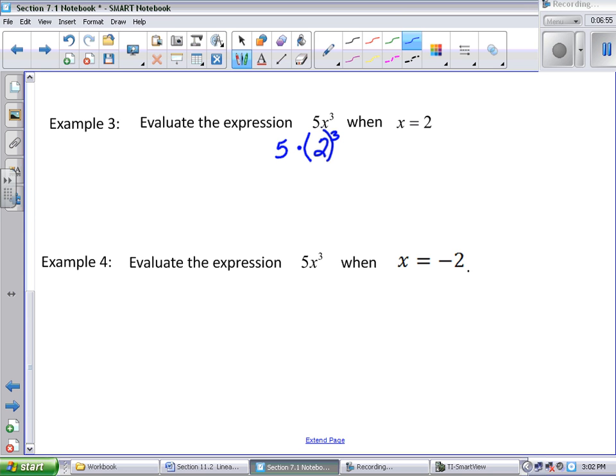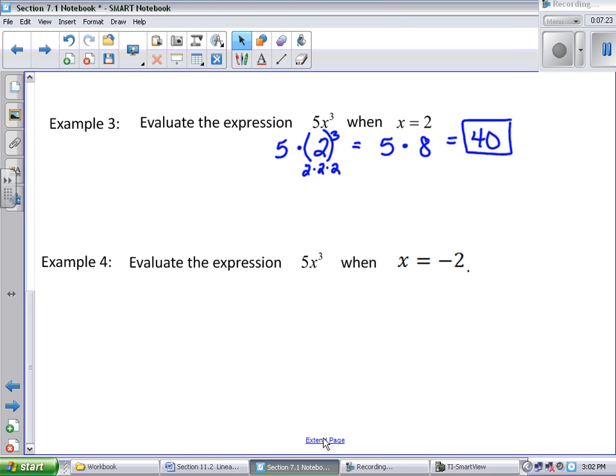You can do this on your calculator, or you can use order of operations. We do the exponent before we multiply, so we'd have 5 times 2 to the 3rd. 2 times 2 is 4, times 2 is 8. Because remember, 2 to the 3rd means we have 3 factors of 2. So that would be 5 times 8, or 40.